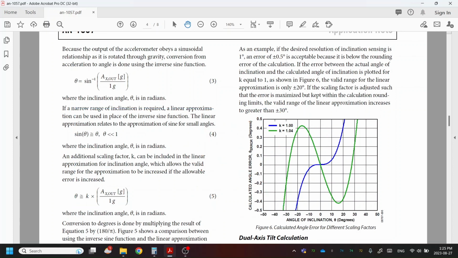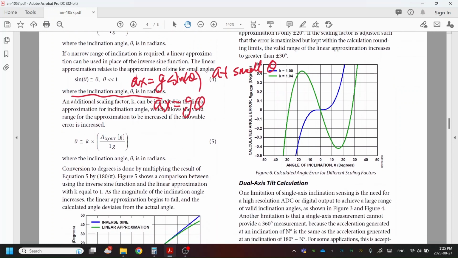If theta in radians is a very small angle, sine theta is roughly equal to theta. So at a small angle, you can just say AX equals G theta. This will make your calculations easier.